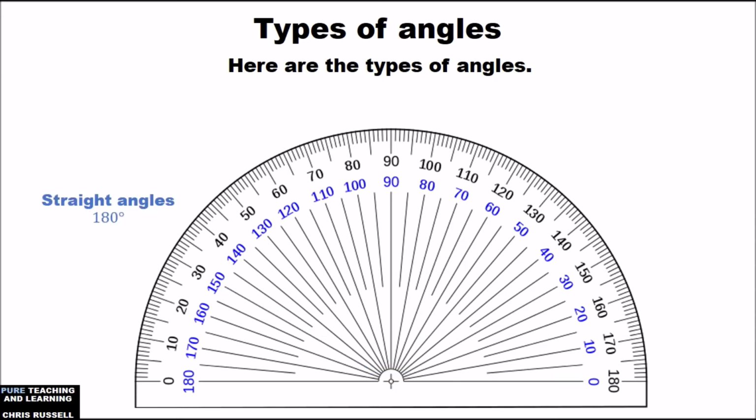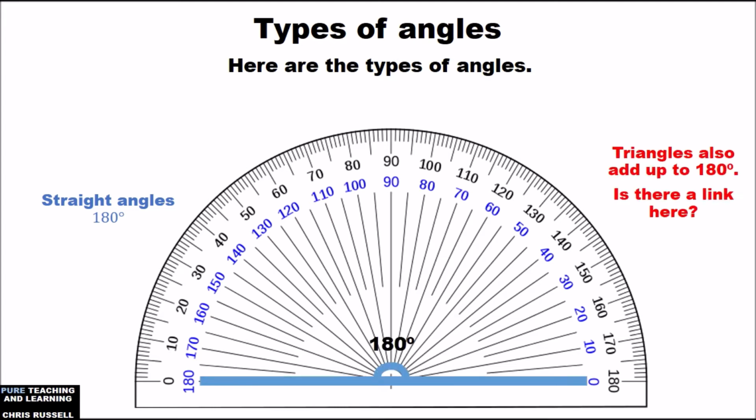We also have straight angles, which are 180 degrees. Triangles also add up to 180 degrees. Is there a link here? Let's have a look. Here we've got a triangle. Each angle there is 60 degrees. And as you can see, all of these three angles add up to 180 degrees.